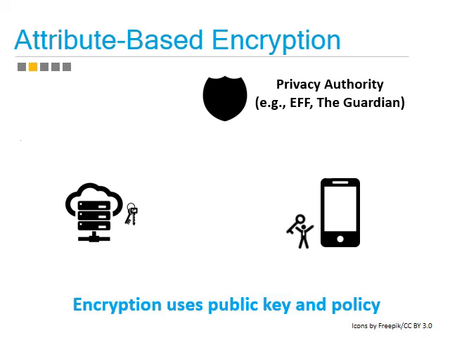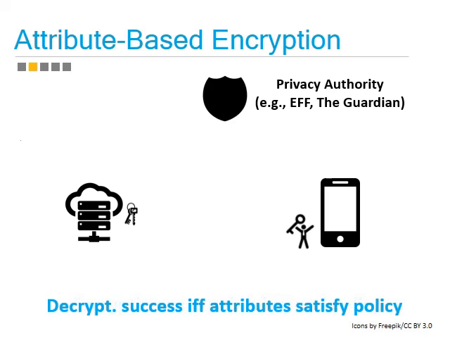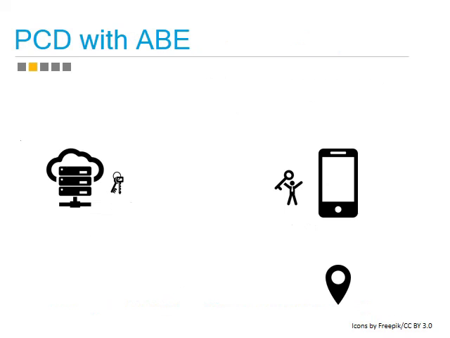Now with ABE, encryption is done using this public key and the policy. So the mobile device will take the public key and the policy and encrypt. And decryption is successful if and only if the attributes satisfy the policy. This is the key property that ABE gives us, which is that the attributes must satisfy the policy for the decryption to be successful. If the attributes do not satisfy the policy, for example, the user says something that the cloud never declared, then decryption fails. So how does PCD work with ABE?